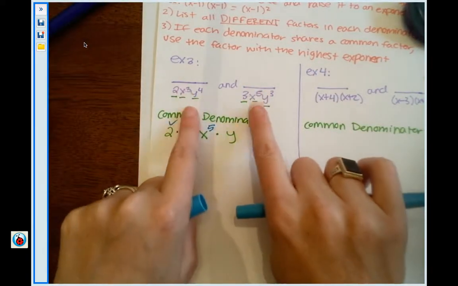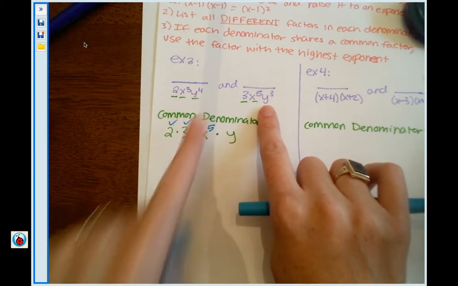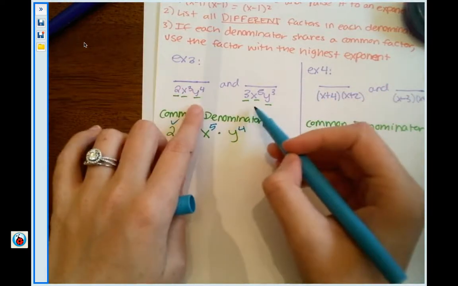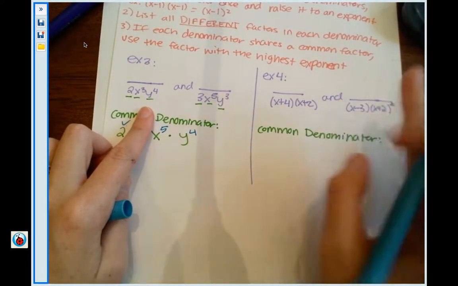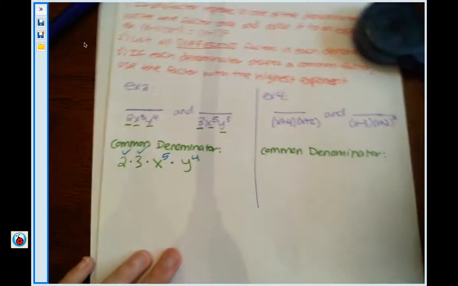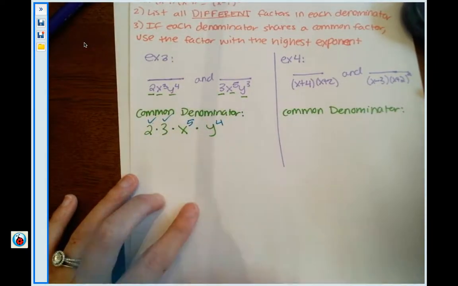Okay, and same with the y's, you guys. They both share a y, so the one with the highest exponent is 4. So this is going to be y to the 4th. So again, if you ever see any variables, or in this case, any factors that are the same, always pick the one with the highest exponent. Very important, very important. Guys, and the last step is to multiply all this fun stuff together.